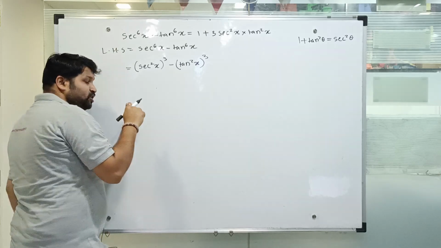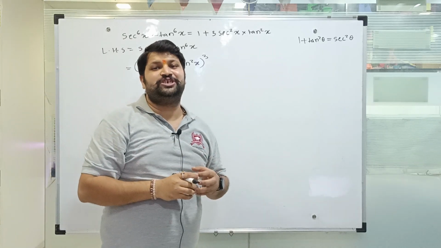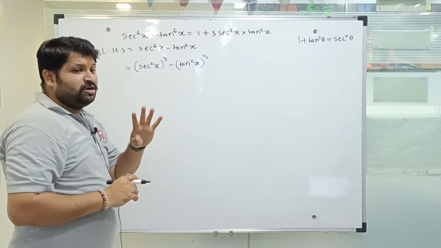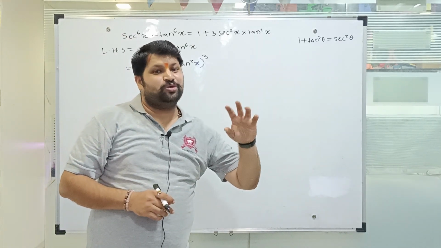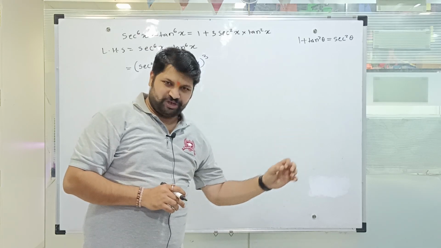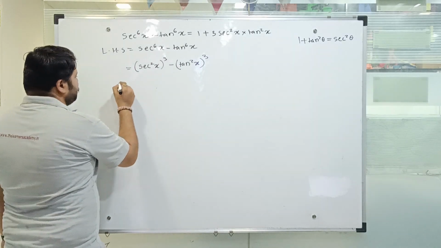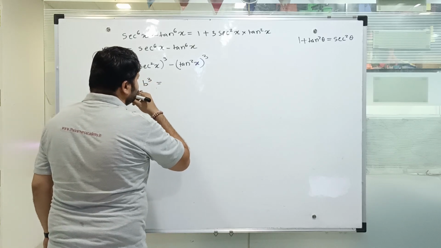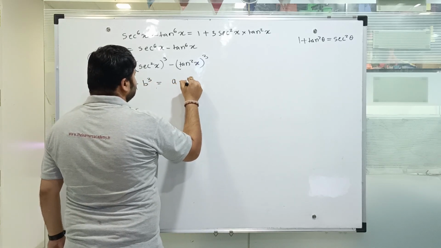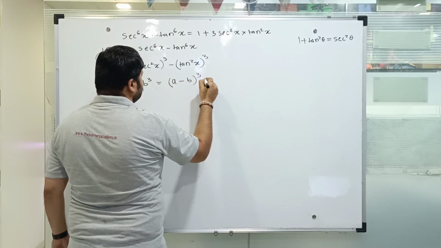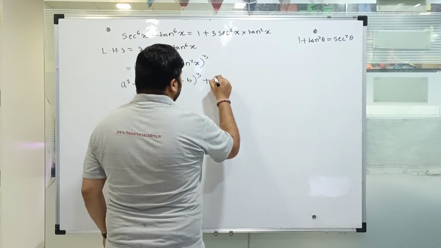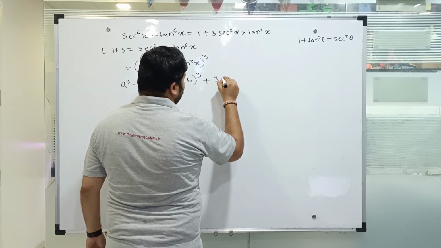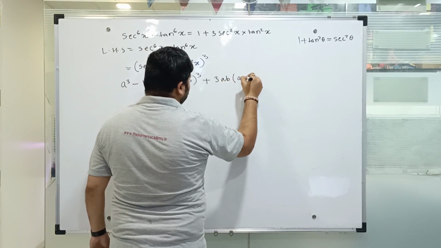Now there is a property which deals with a cube minus b cube, which we studied in 8th standard and 9th standard. Many of you might have forgotten it, so it's a good idea to make a note of it somewhere. So the property is like this: a cube minus b cube is equal to a minus b cube plus 3ab times a minus b.